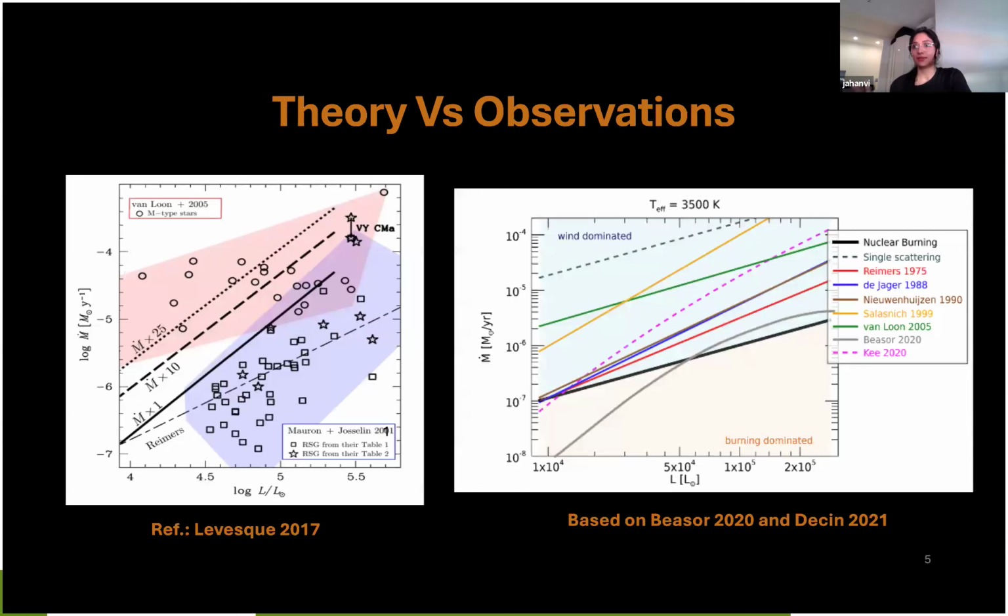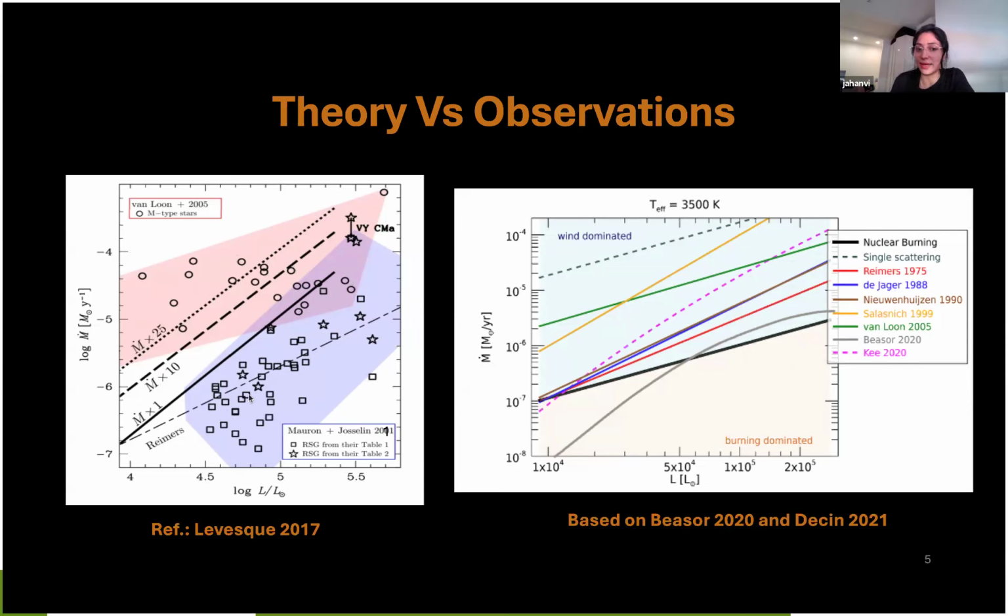So let me show you these plots. First, there was a typo here. It's a 2011 paper, so I corrected it. So these points that you see here, the circles, are M-type stars. These are all observation points.